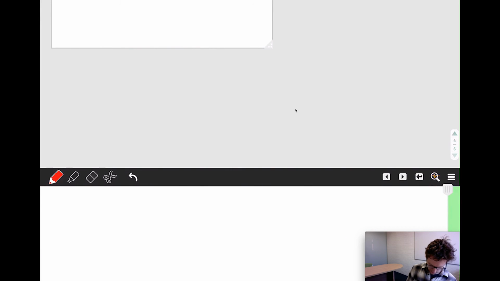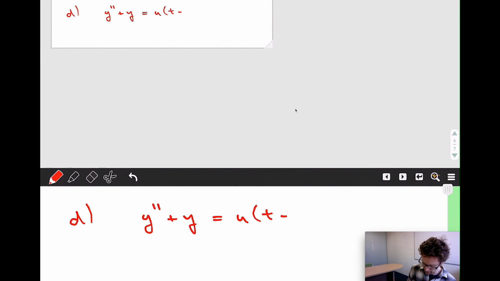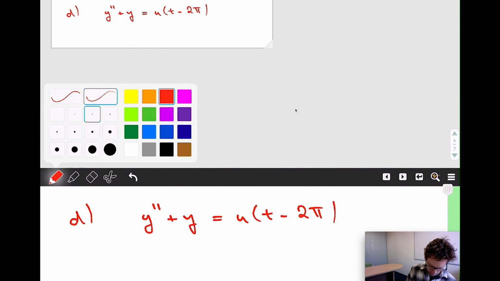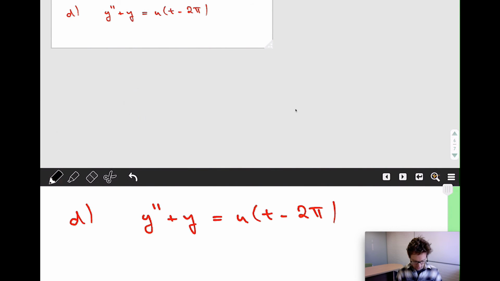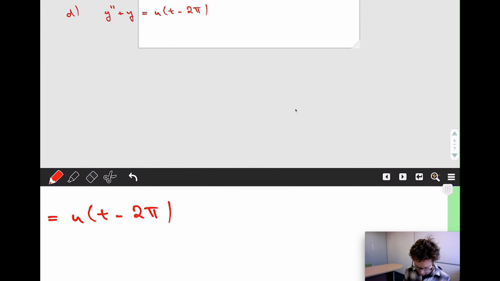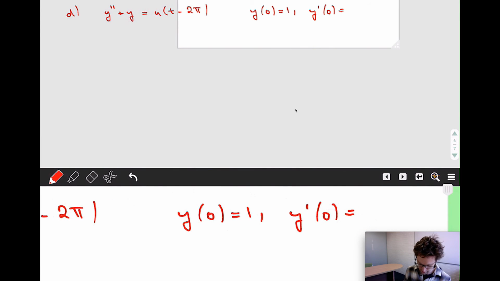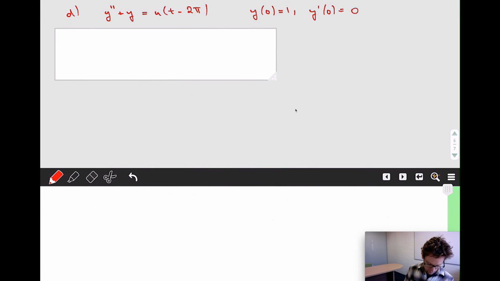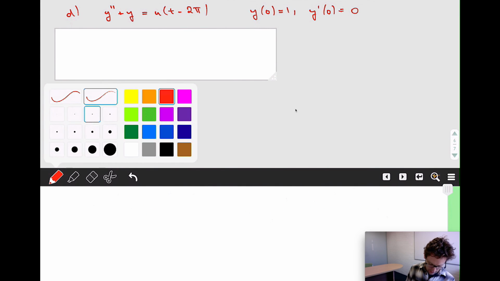Okay, so we've got part D. Here's our differential equation: y double dash plus y is equal to u of t minus 2 pi. And we're going to take the Laplace transform of each side of this equation here. We're also given some initial conditions: at t equals 0, y is equal to 1, and y prime is equal to 0. So we're going to take the Laplace transform of each side of this equation.